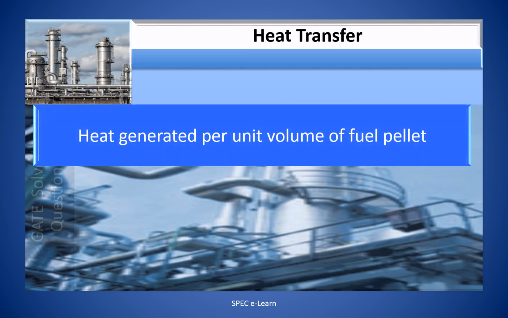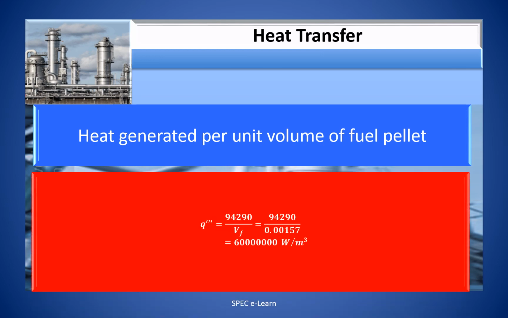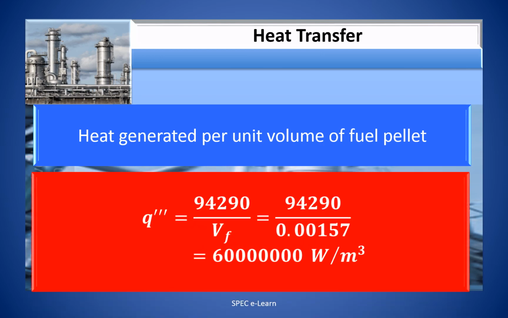The heat generated per unit volume of the fuel pellet is obtained from Q triple dash equal to 94290 divided by Vf, which works out to 60 into 10 to the power 6 watts per cubic meter.